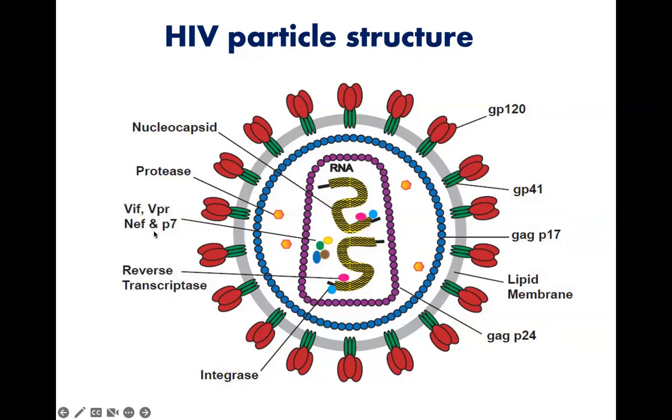And then it has what we call accessory proteins, like VIF, VPR, NEF, P7. These accessory proteins are quite important for the virus because they enable it to replicate more efficiently. There's another one called TAT, which is quite important for viral replication. Some of these, like VIF, VPR, NEF, are also important for immune evasion. They dampen the immune response and enable the virus to have more efficient infections. Protease is one of the enzymes, on top of reverse transcriptase and integrase, and it is important for the maturation of the particle.